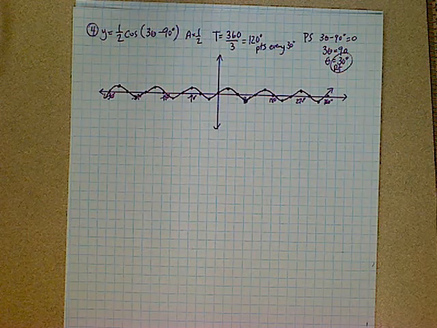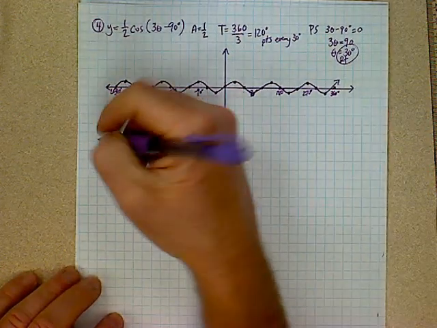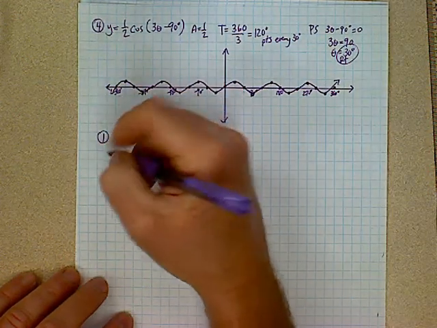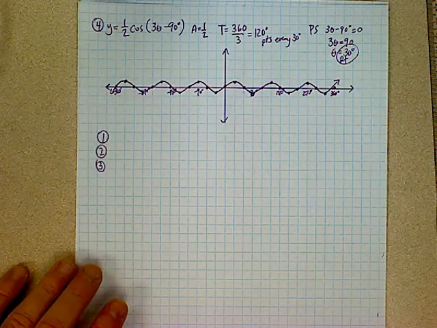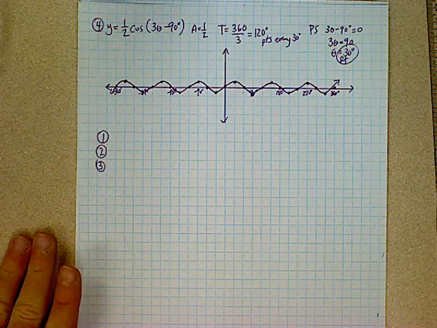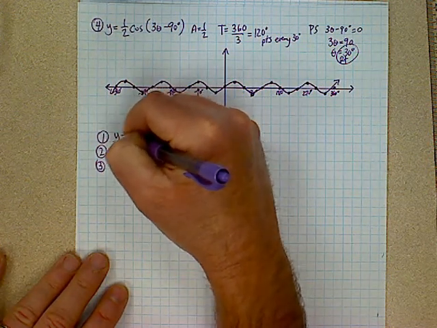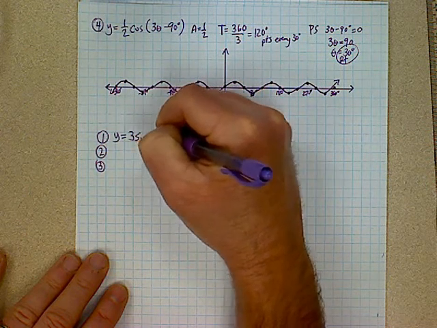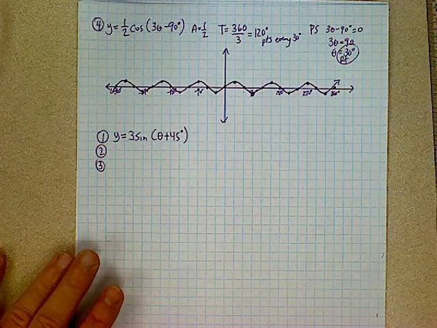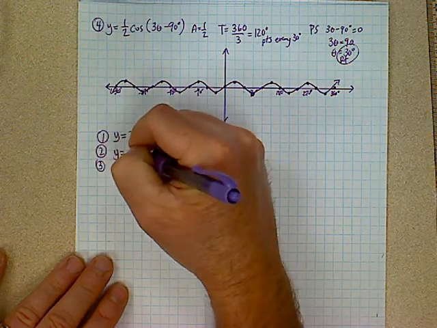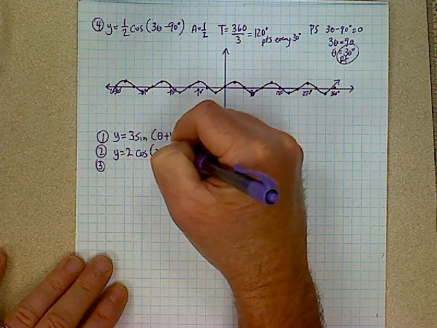There's your last graph. Now, your homework for today is just 3 questions. I want you to, again, keep track of your notes, because I'm going to want to see those when we come back. And then you're going to graph these 3 questions. They are the following. First one is y equals 3 sine of theta plus 45 degrees. I want you to graph y equals 2 cosine of 2 theta.